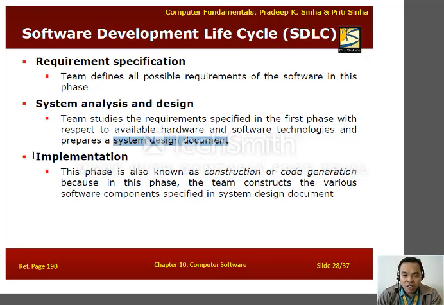The next stage is implementation. This phase is also known as construction or what we call code generation. Why? Because in this phase, the team constructs the various software components specified in the system design document.